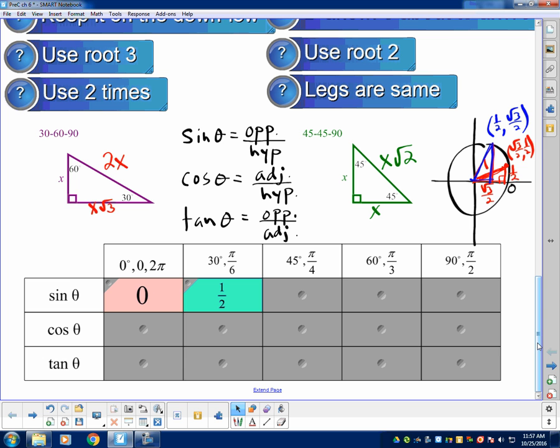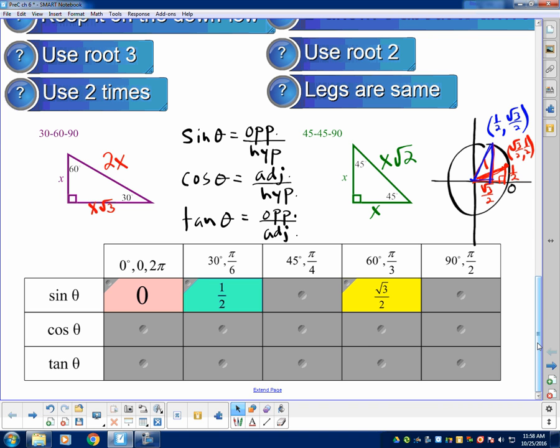So opposite over hypotenuse will give me 1/2. So we'll fill out this table. I think it's probably more helpful to work with a circle on the back side. But here's the table. So what did we say sine of 60 degrees was? It's root 3 over 2, because with the 60 degree, this blue triangle, the opposite is root 3 over 2, and the hypotenuse is still 1. So that one's root 3 over 2.